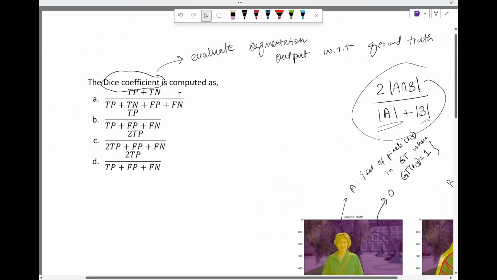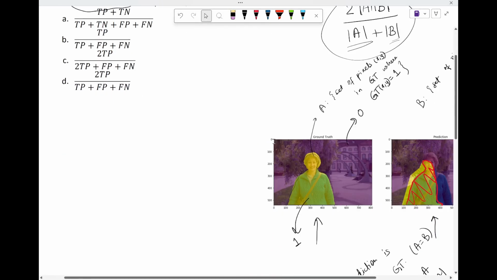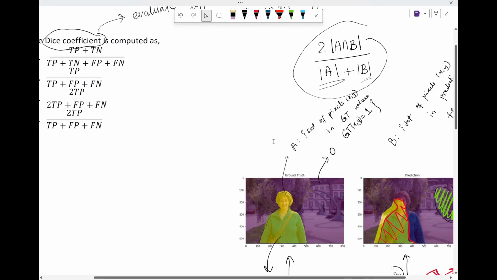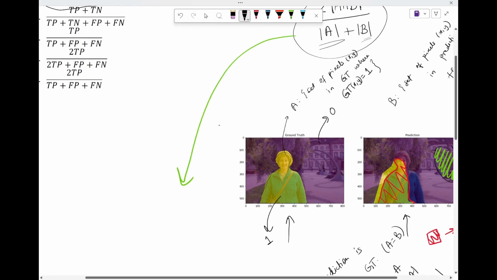But what the question is asking is the same formula in terms of true positive, true negative, false positive, false negative. So how can we convert this formula in terms of these values? If you see, A intersection B is what? All those pixels where the ground truth is also 1 and prediction is also 1. That will be true positive, right? So A intersection B is equal to true positive.